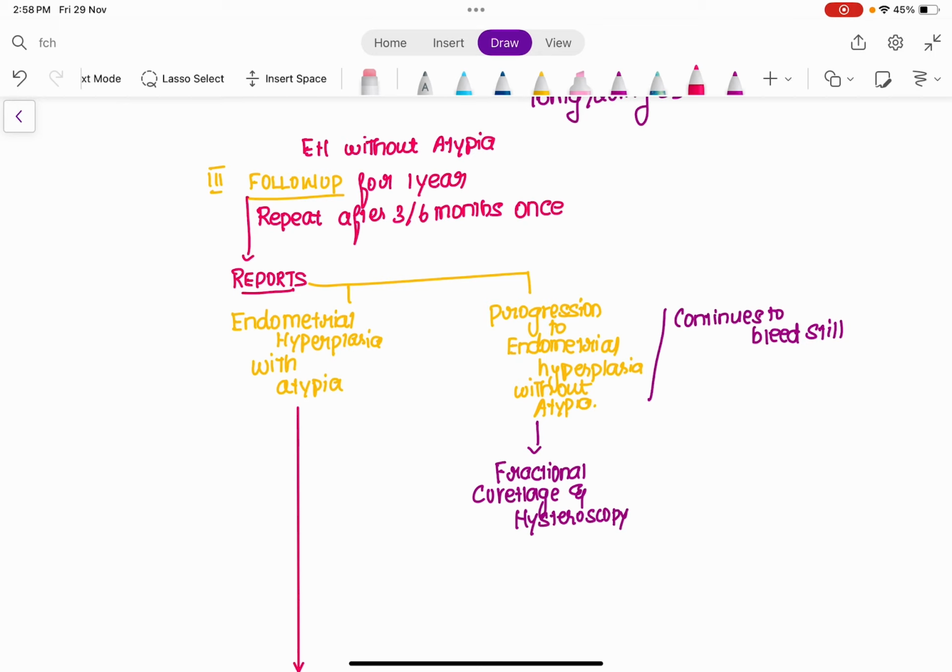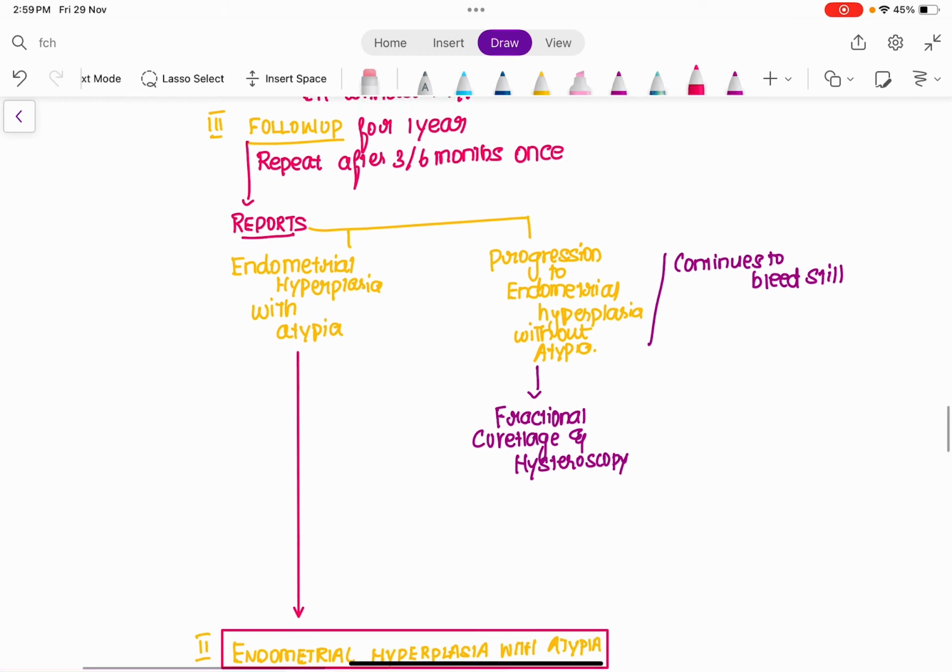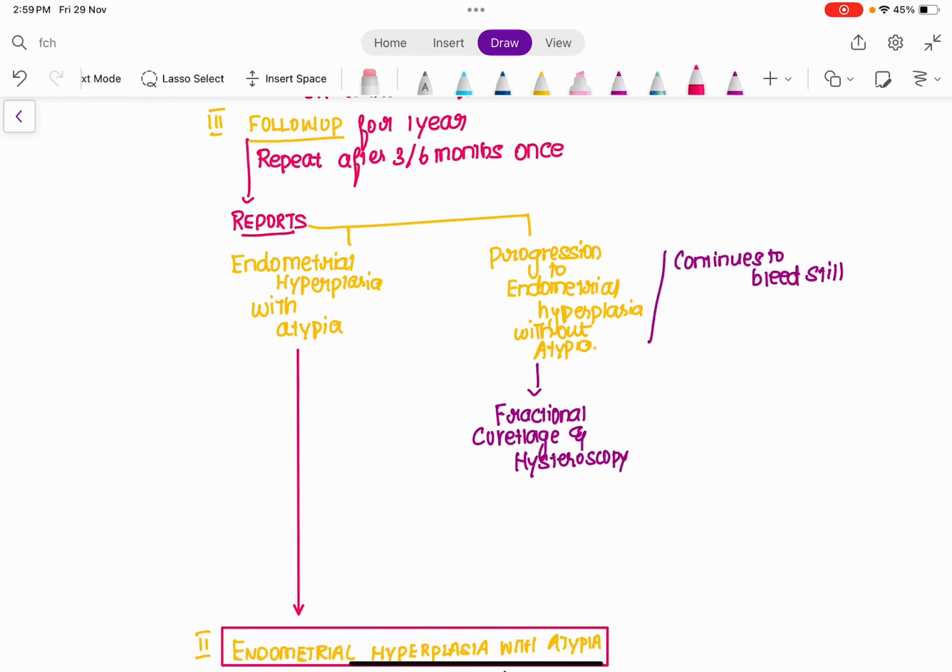The reports could be either the same, that is, the endometrial hyperplasia without atypia is just persisting, or it has progressed to endometrial hyperplasia with atypia. So either you check whether the same condition, endometrial hyperplasia without atypia, is still persisting, or it has progressed to endometrial hyperplasia with atypia. So if it has not progressed, right, let me just correct it.